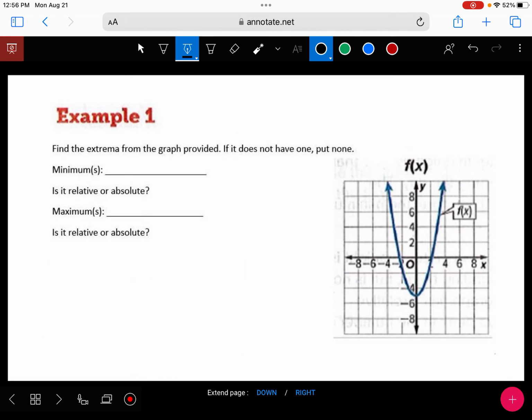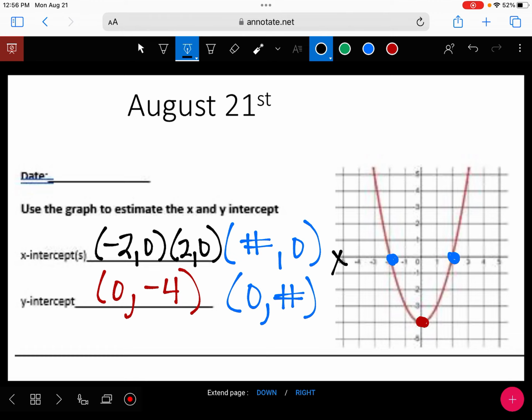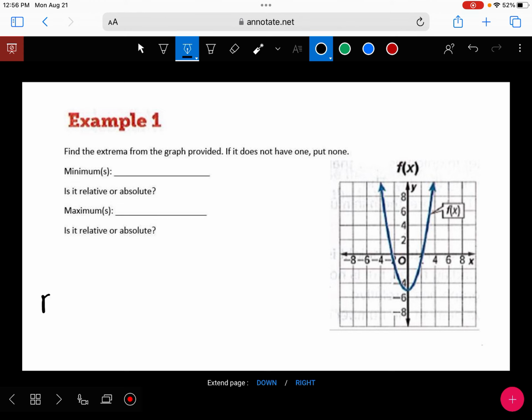Okay, so let's go ahead and look at example 1. Looking at this graph, first thing I notice is it has 2 arrows that point up. So what does that mean? If it has 2 arrows that point up, that means it has no what? Let me go back. Which one doesn't it have if you have an arrow that points up? No absolute max. So I already know that because both sides are going up, this graph has no absolute max. I'm going to write that down.